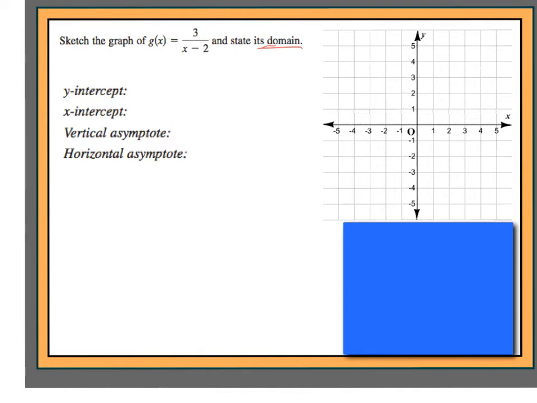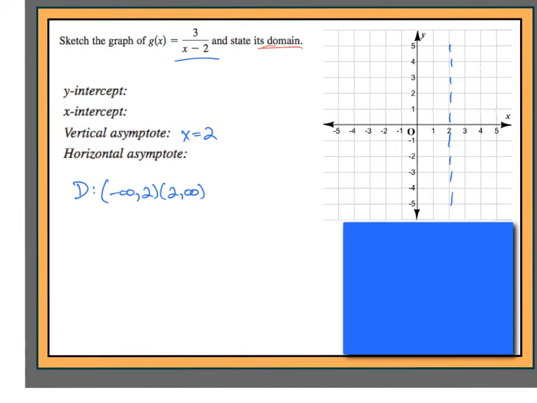I like to do vertical asymptotes first. When am I going to have a vertical asymptote? What am I going to get for a number over 0? X equals 2. All right, so I'm going to go ahead and start sketching the graph as I go along. Once I have that, I can also do my domain. What would my domain be then? Negative infinity to 2, and then 2 to infinity.